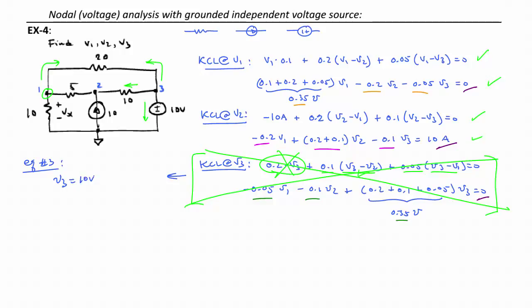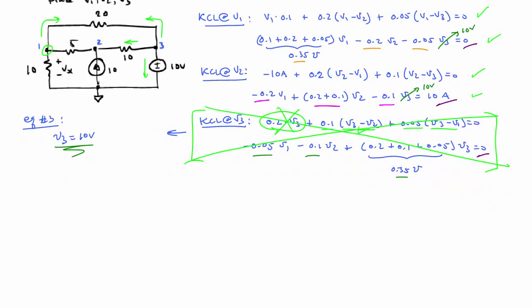Now if we plug that 10 volts back into the first 2 equations, we would replace this with 10 volts, and then here we would replace this with 10 volts. And we now have just two equations with two unknowns. So let's see if I can clean that up.